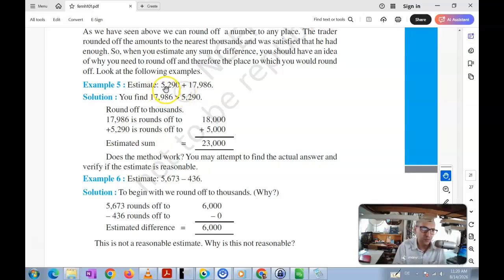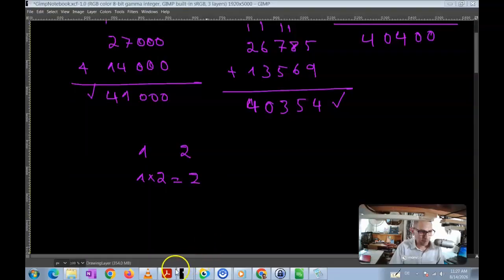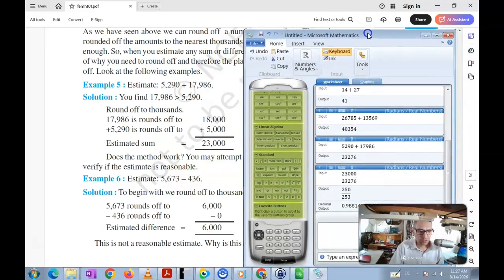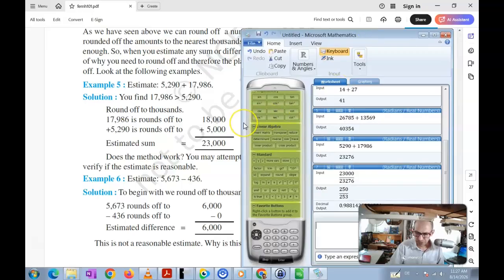which is again rounding to the same place value, the nearest thousands. And then 18,000 plus 5,000 would be 23,000. So that's a good estimate. The estimated amount is 23,000. And if you do the actual calculation, 17,986 plus 5,290 is 23,276.